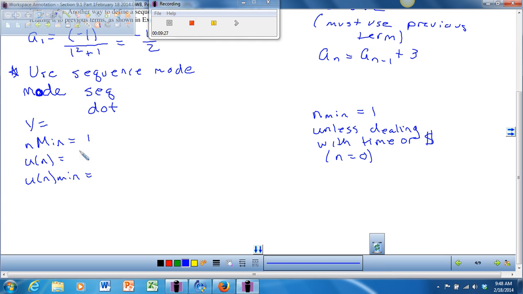Your U sub n, that's your formula, that's our equation. So that for us would be negative 1 to the n divided by, in parentheses, n squared plus 1. Like that. Our U sub n min, well, that is our first term when we plug in our 1, and we got that to be negative 1/2, so negative 0.5.